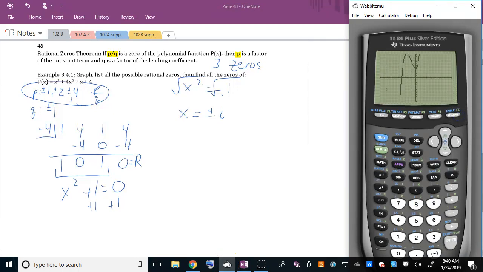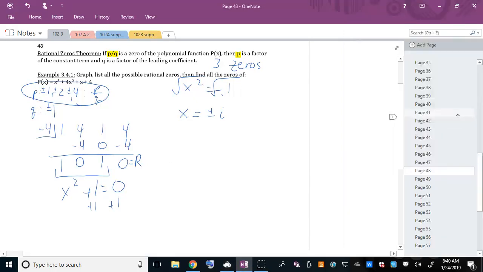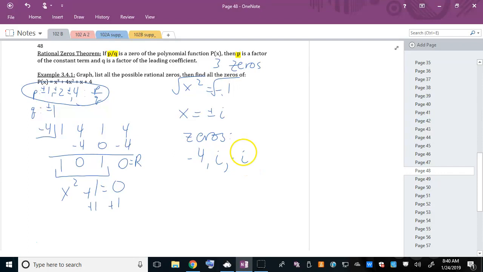Let's go back to our graph. We only see 1 real zero, but we know we have 3 because of the degree, so that means we expect to get some imaginary zeros. So my zeros, again, make sure to list all of them, are -4, positive i, and negative i. And there are all 3 of them.